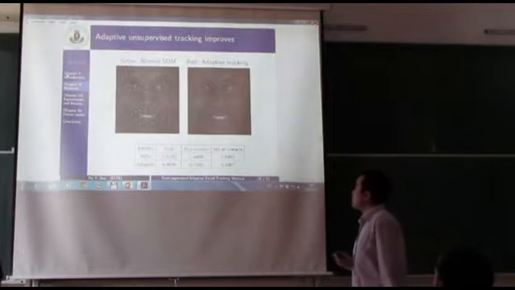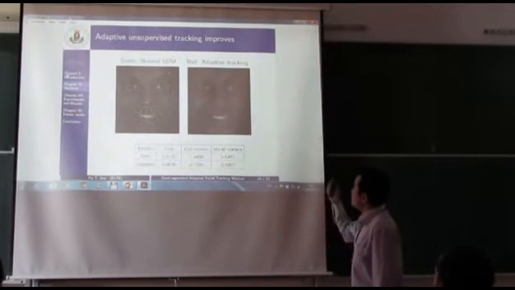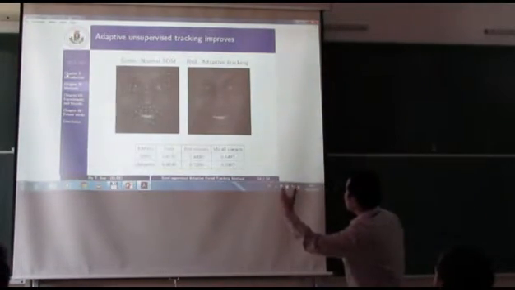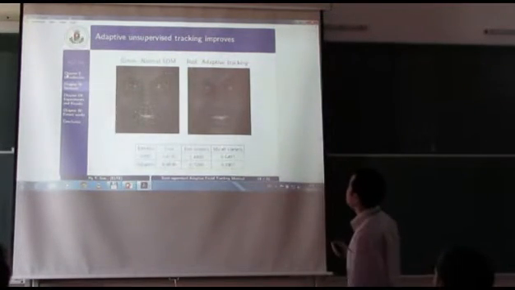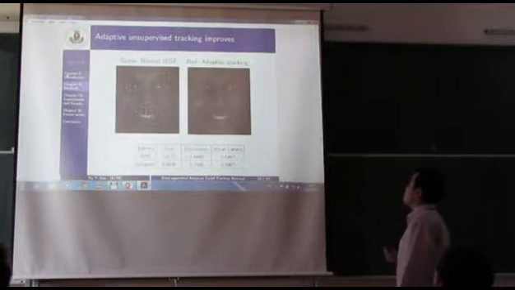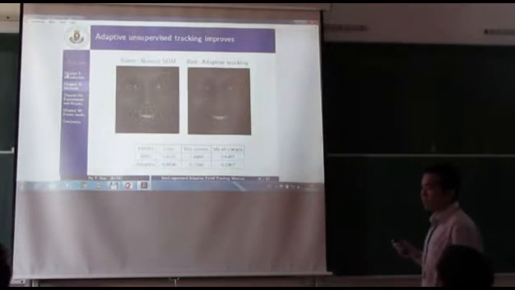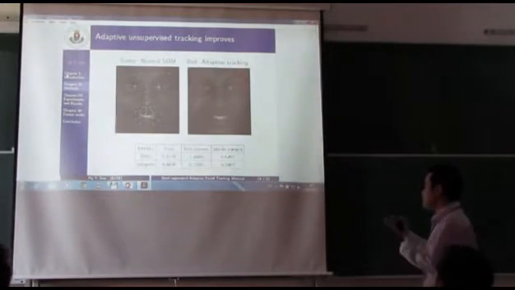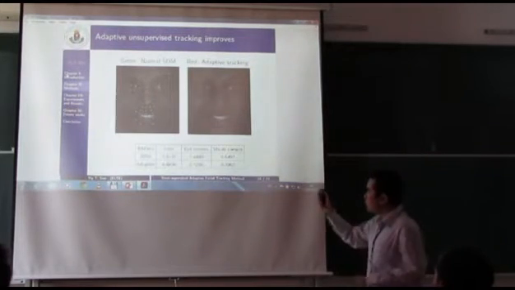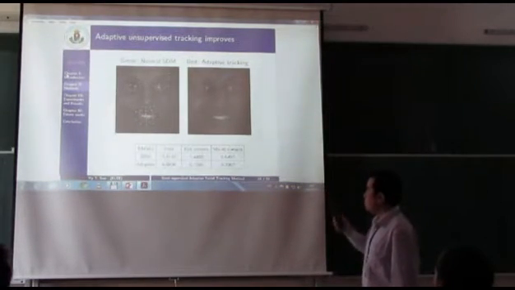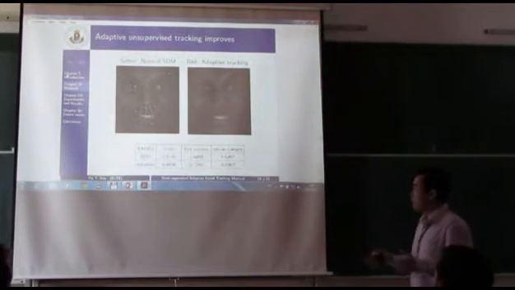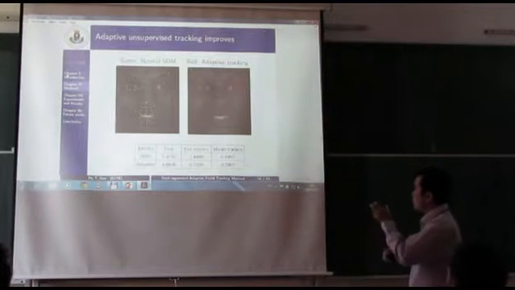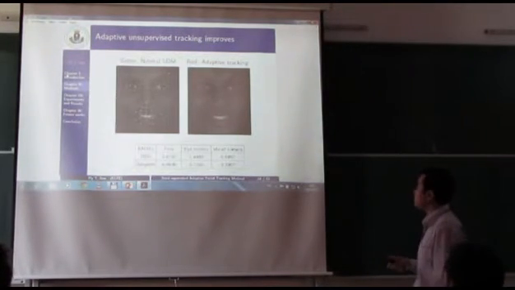For example, in this case, the left eye corner of this woman is improved. You can see that the red dots represent adaptive tracking, and it improved. To estimate the error, we use root mean square error, and we see that for the whole face, the error improved, and for eye corners and mouth corners also.